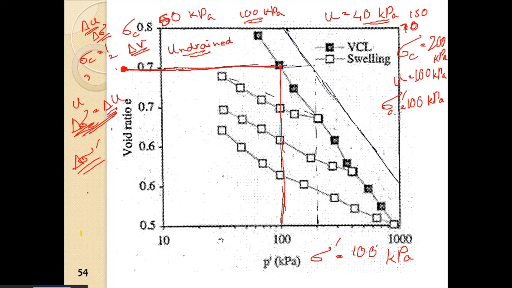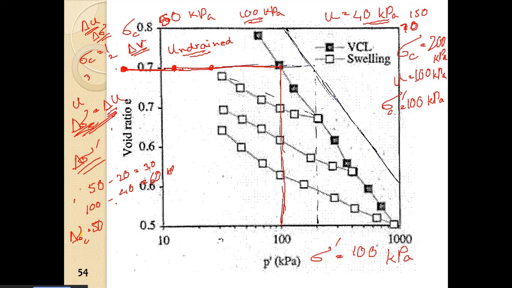So let us write it here. At sigma c equal to 50 kPa, the pore water pressure we measured is, suppose, 20 kPa. So effective stress is 30 kPa. Then when sigma c was 100 kPa, we have delta sigma c equal to 100 minus 50, which is 50. And we had 40 for pore pressure, so 100 minus 40, we have 60 kPa.